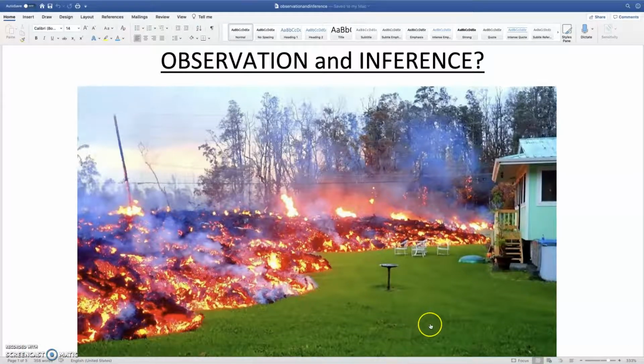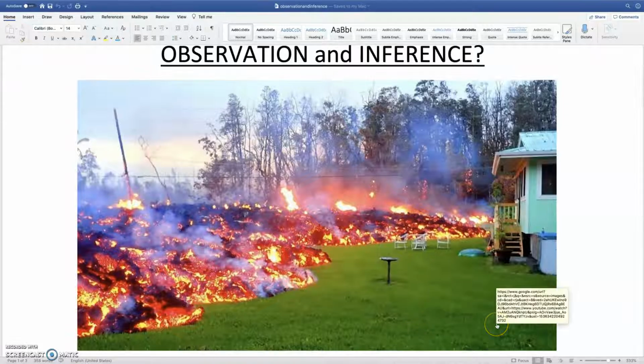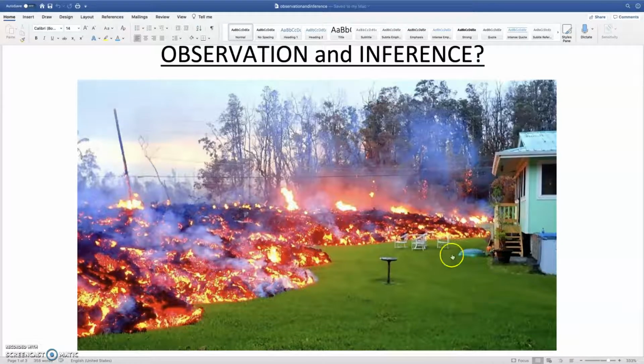Okay, another observation when I look at this picture: I could say, wow, the pole back here is on fire. Or where the lava hasn't actually hit, the grass is still very green. You could say the lava is an orange reddish color. You could also say that there's a house right here. So these are all basic observations.